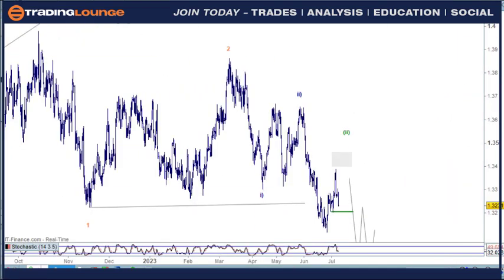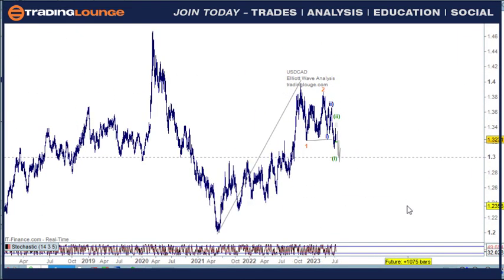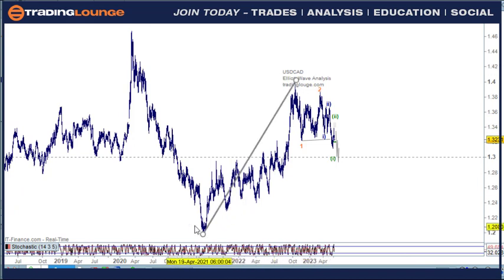But we're going to look at the CAD here for a moment, because all of this pattern looked quite bullish here. But like with the dollar yen and the dollar itself, we had this 5-wave move coming down here.